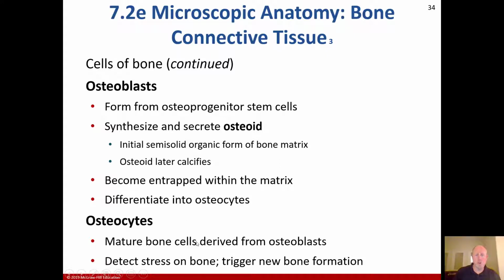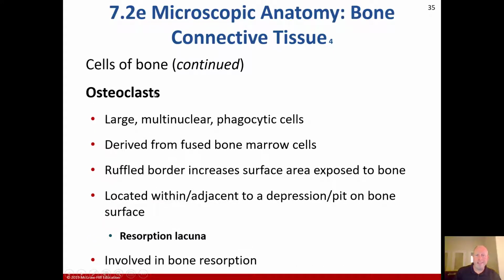Osteocytes are the mature bone cells derived from the osteoblasts, and they detect bone stress and trigger new bone formation. Osteoclasts are large multinuclear phagocytic cells derived from fused bone marrow cells. They have a ruffled border, which increases the surface area exposed to bone. They're located within and adjacent to a depression or pit on the bone's surface, the resorption lacuna, and they're involved in bone resorption.